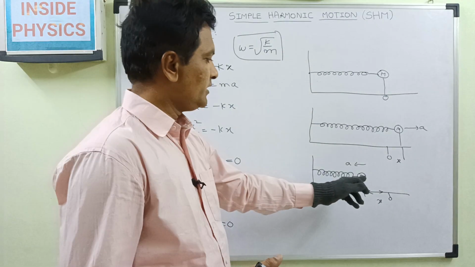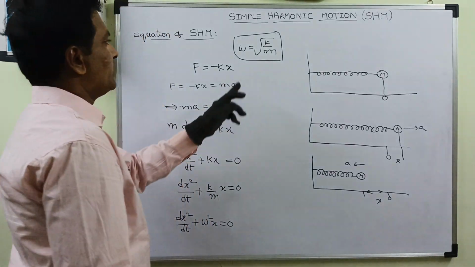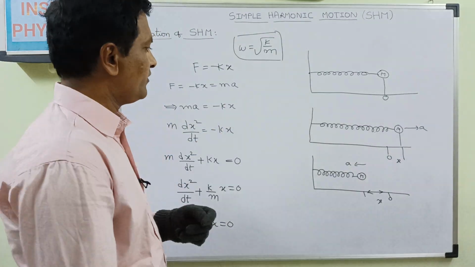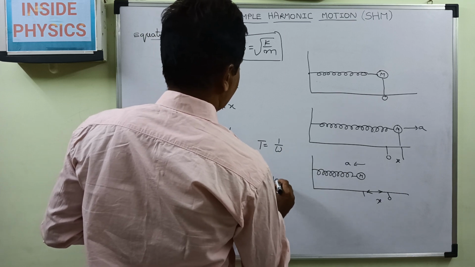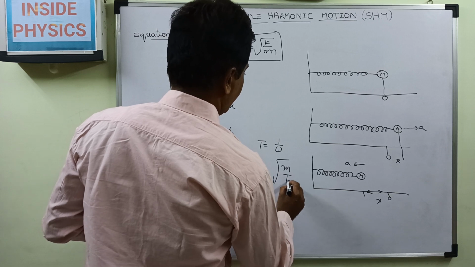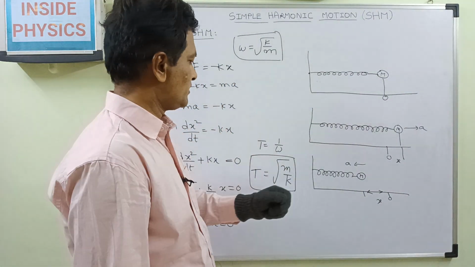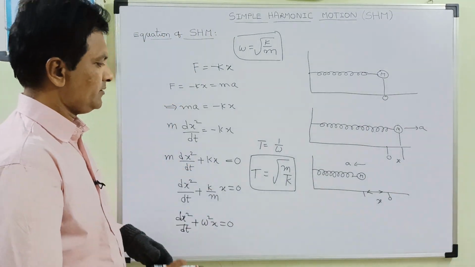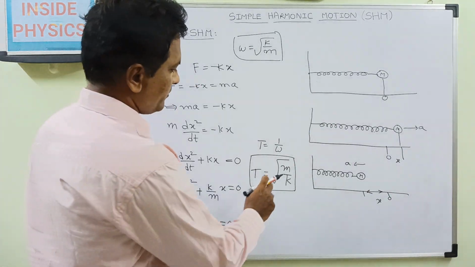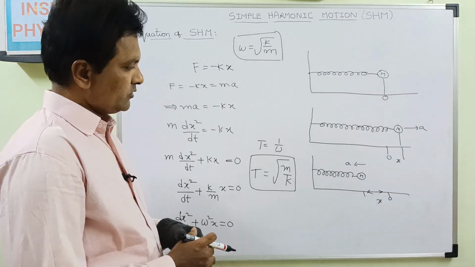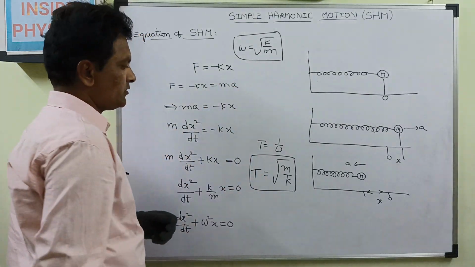Here, how will be the time period of this mass? We know that omega is equal to root of k by m, the angular frequency. So if the angular frequency is omega, what will be the time period? It is 1 by angular frequency, so the time period of this system of mass attached to a spring on a frictionless table can be written as T is equal to 2π root of m by k. If you look at this formula, the time period is dependent only on the mass and the spring constant. It does not depend on the displacement x.